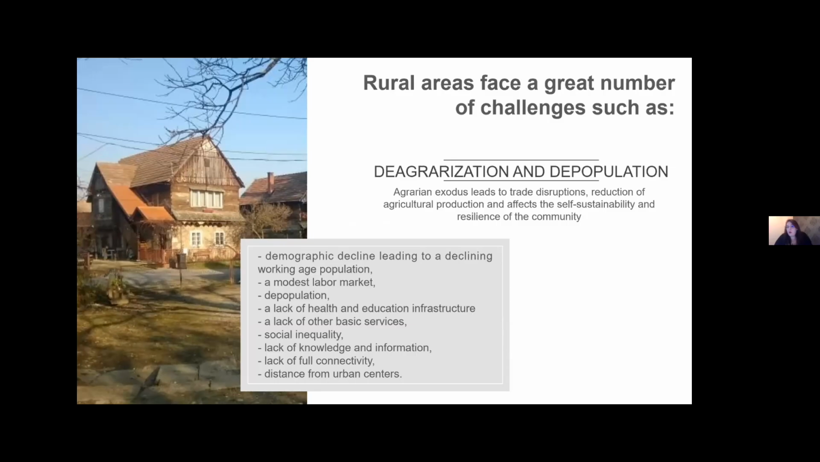The main focus is, of course, de-agrarianization and the fact that we are really moving beyond agriculture and everything that's linked to food production. And this exodus leads to trade disruption, reduction of agricultural production, and affects the self-sustainability of these areas and, of course, resilience in the end.